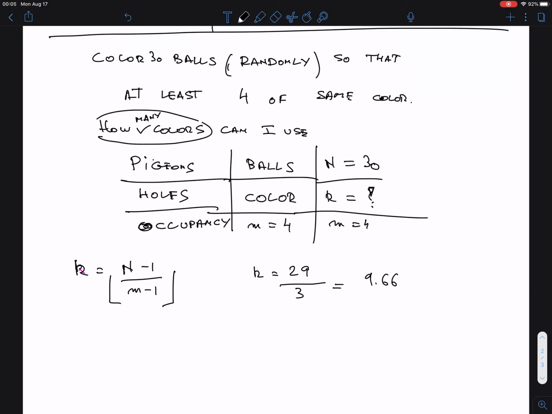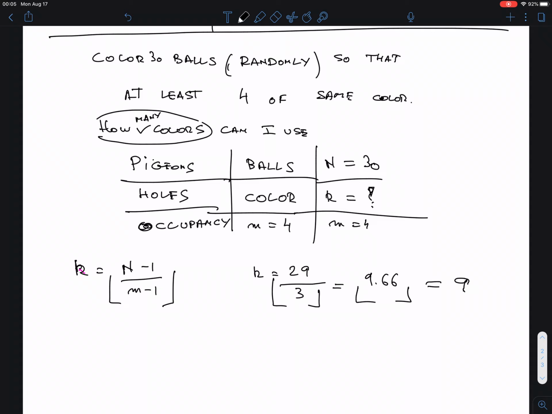So we are going to make our number of holes at most this much, and when we do at most, we have to take the floor, and when we do at least, we take the ceiling. That's the idea here. I just wanted to give you this formula so you see how it works. So we have to take this here, and the number is 9.